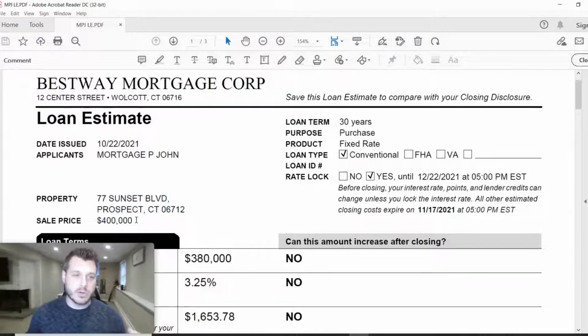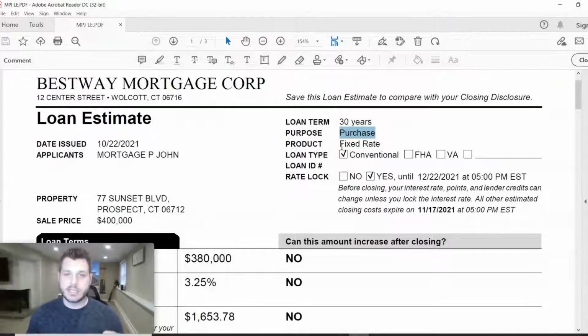It's going to have your loan. It's going to have your sale price right here. Your loan term. So whether this is a 15-year, a 20-year, a 30-year, it's going to be right here. What type of transaction this is: a purchase transaction. If it was a refinance, it would also say refinance right here.